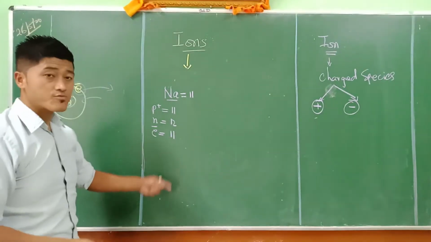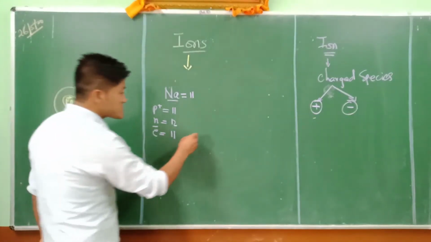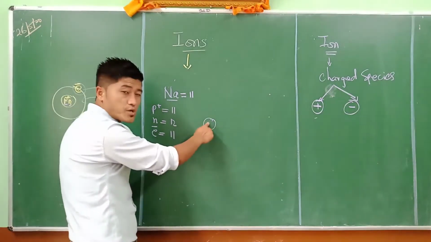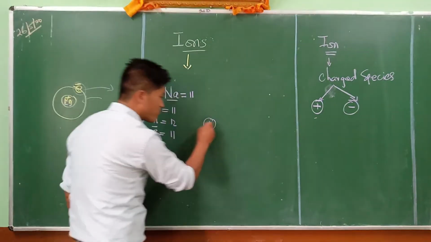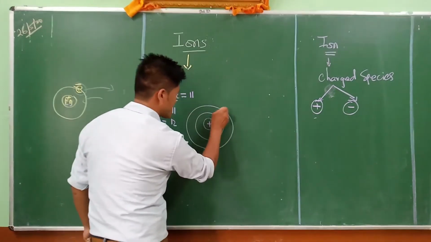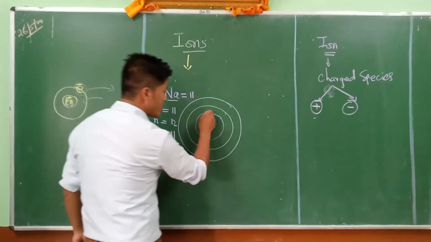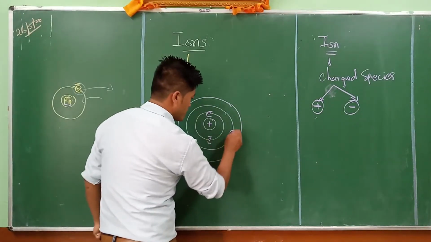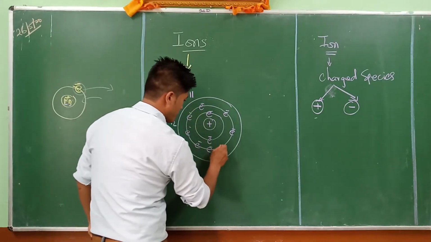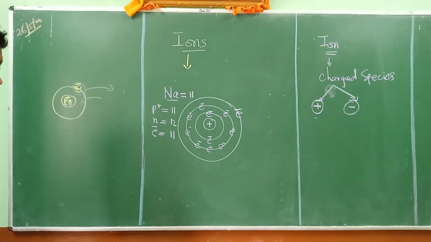So now I'm going to write this in the form of a table here. And I'm going to write the configuration. Let us say at the center there is a presence of proton and neutron, which I'm going to write in the form of plus here. Now, how many electrons are present? There are 11 electrons. 1, 2, ... 11. Okay, sodium. Is that clear?